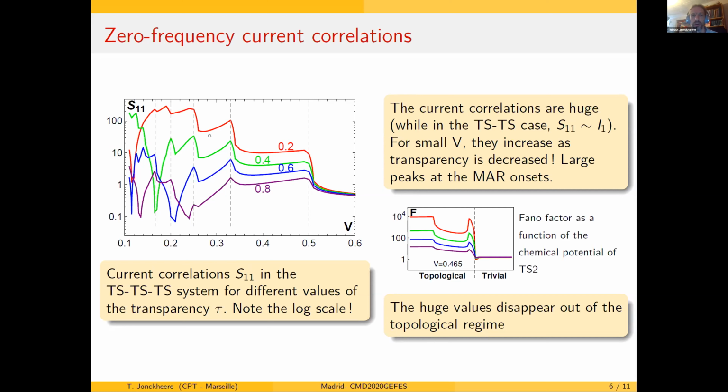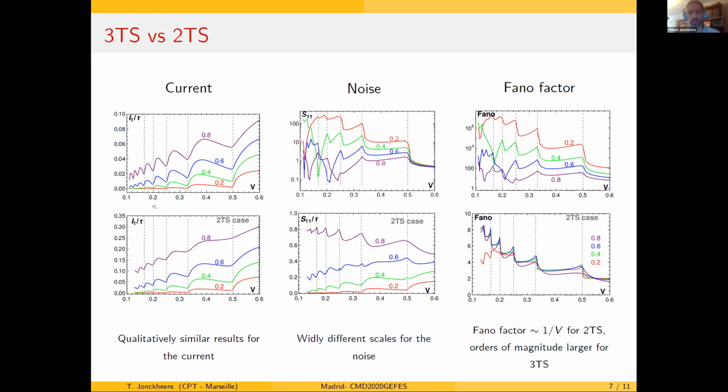And okay, so now just to summarize, to show the qualitative difference between the 2-lead system and the 3-lead system. Here I show the current, the noise, and the Fano factor for the 2-lead case on the bottom row, and for the 3-lead case on the top row. And again, you can see that the currents are qualitatively similar. There are some quantitative differences, but we just have this onset. But on the other hand, the noise for the 2-lead case is also of the order of 1. There are some features, but it stays of the same order as the current. While here in our case, we have noise which is several orders of magnitude larger.